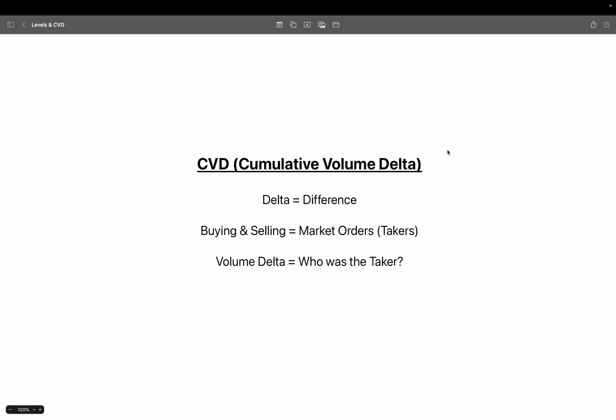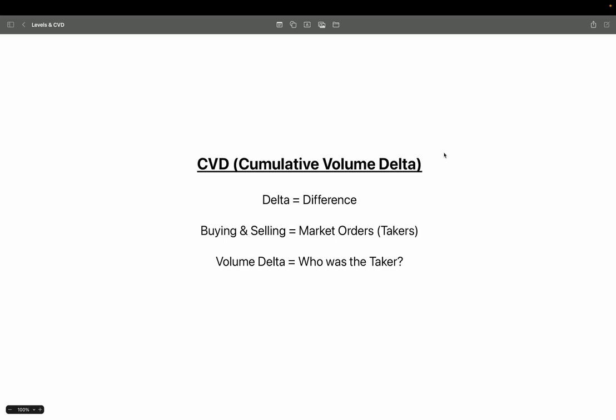Buying and selling, we know, is done through market orders. There will be orders on the order books, but the buyer has to come in with a market order and buy it. They have to take that liquidity, and the seller has to come in and sell and take that liquidity. These are the aggressive traders because they take liquidity from the market, and that's why they're called takers. Every trade has to have a maker and a taker. CVD deals with the takers. And the volume delta is the difference in buying and selling aggression in any single trade. So whoever was the taker will reflect on the volume delta for that trade.